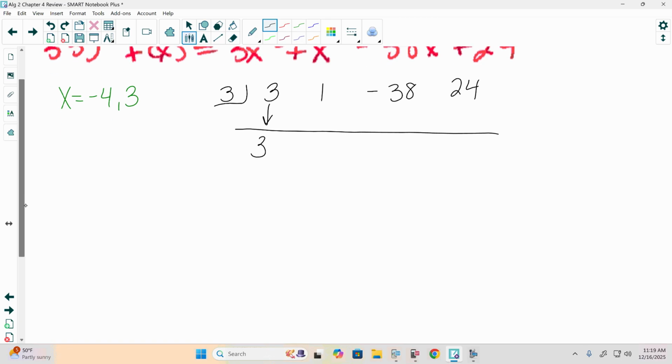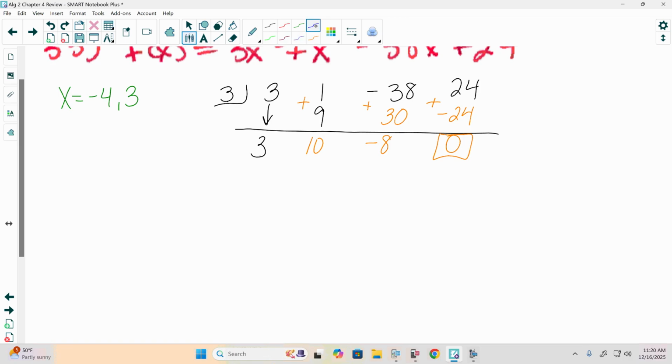Now, when we do the synthetic division, our 3 times 3 would give us 9. 1 plus 9 is 10. 3 times 10 is 30. Negative 38 plus 30 is negative 8. 3 times negative 8, 24. And 24 plus negative 24 is 0. Now, at this point here, we could solve. Because it was a degree 3, we removed a solution, so now it's a degree 2. It's a quadratic, we can do that.